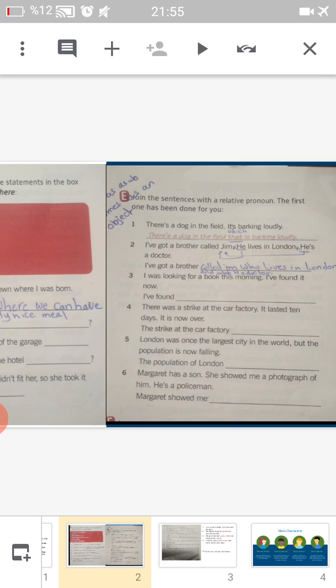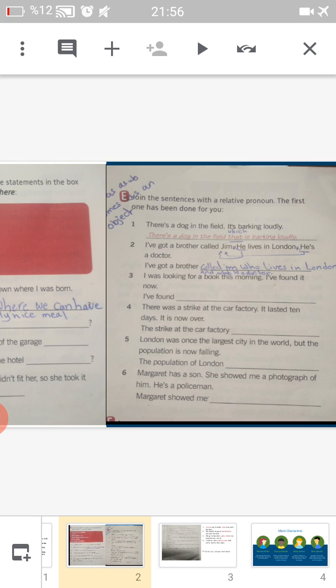Number two, I've got a brother called Jim. He lives in London. He is a doctor. Now, he refers to Jim. Jim is a person, so we will replace he by who. The sentence will become: I've got a brother called Jim who lives in London and who is a doctor. Please, in your student book at exercise E, do number 3, 4, 5, and 6.